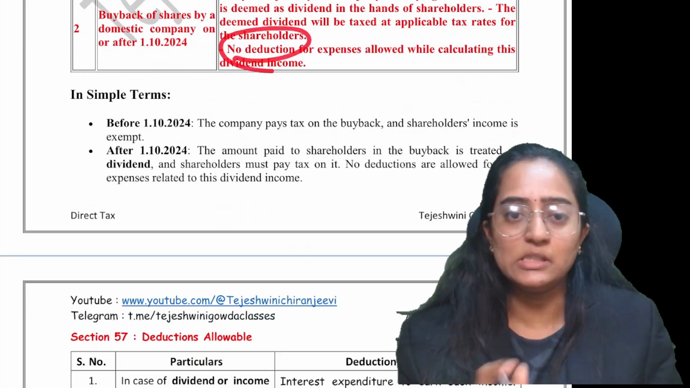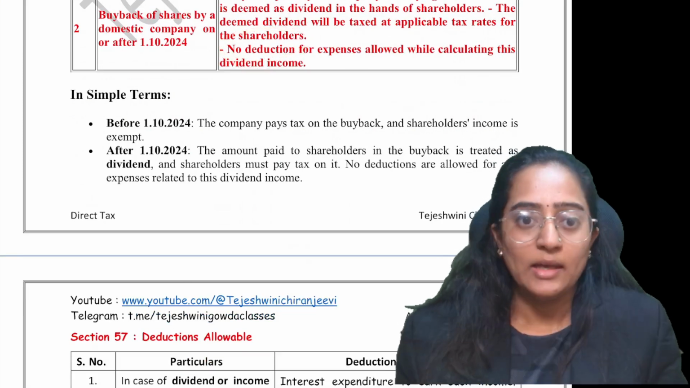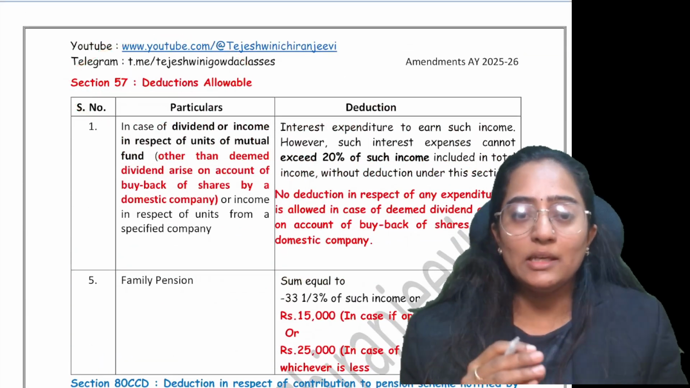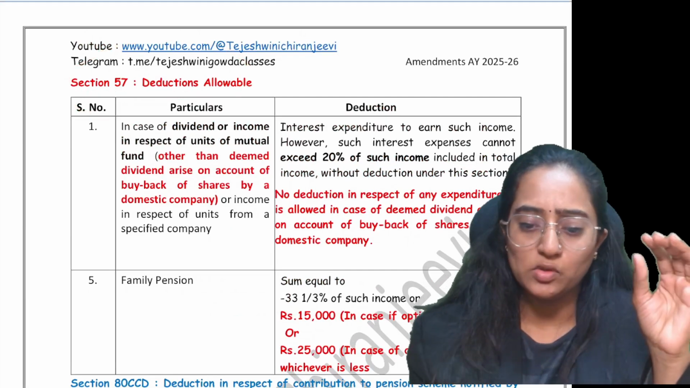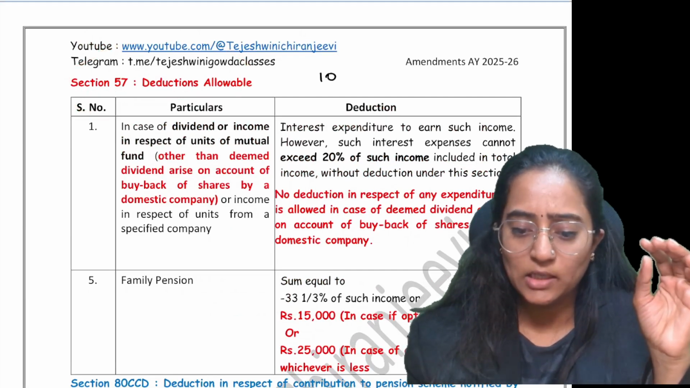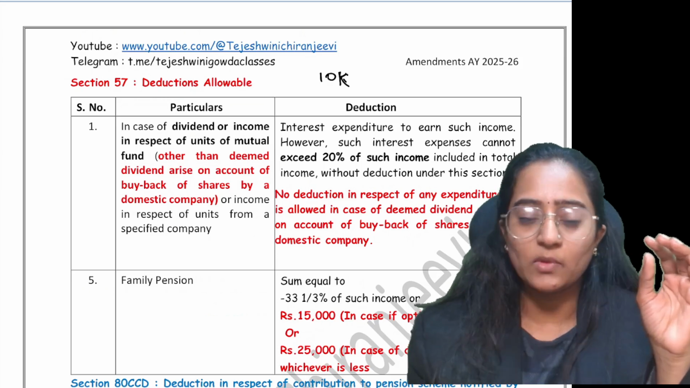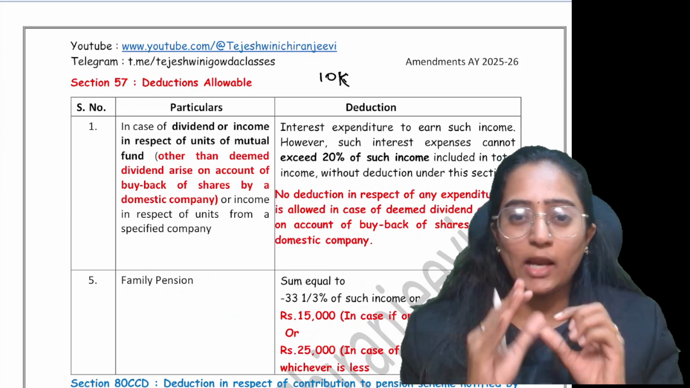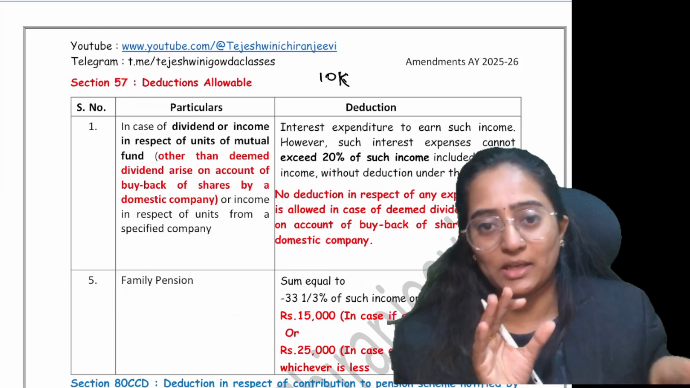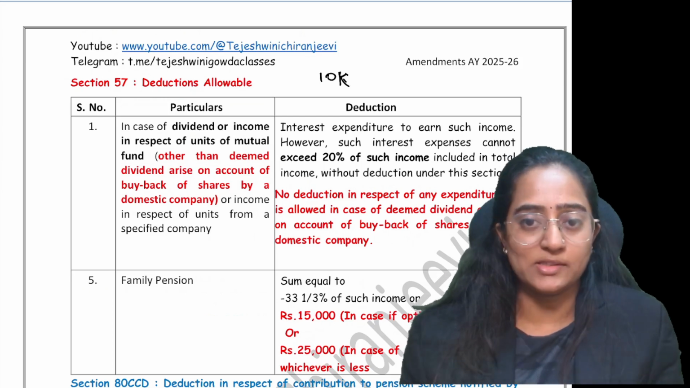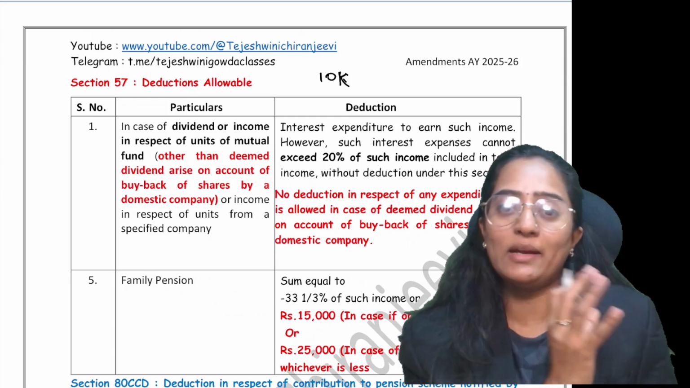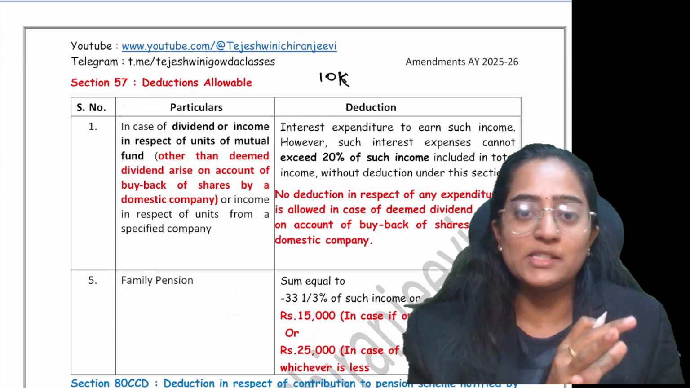Okay, no deduction is allowable. That is what it means. Deduction under section 57, I told you. See, in case you have some dividend income, suppose, or let's consider you have some dividend income of 10,000. In order to earn this dividend income, first and foremost, you should have invested some money in your equity shares. After investing, let's consider you have taken 1 lakh rupees loan from the bank, invested that money.